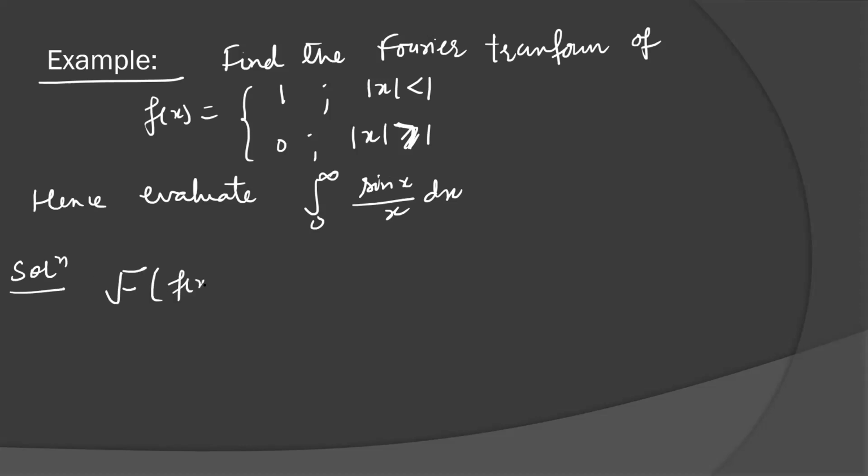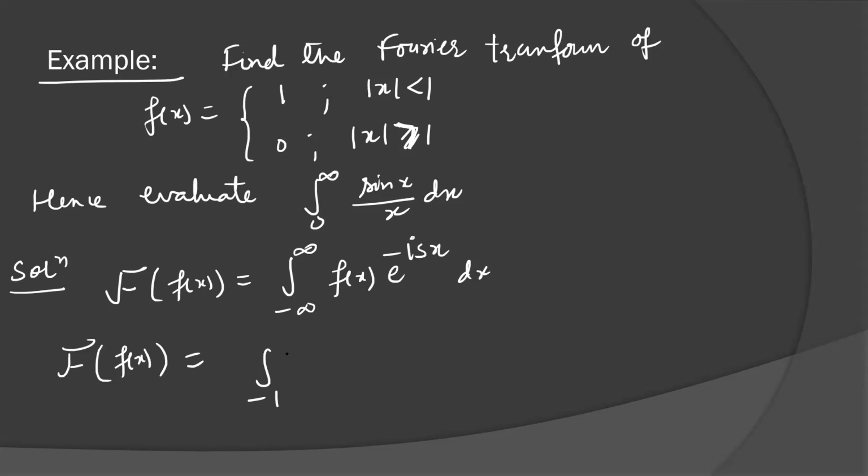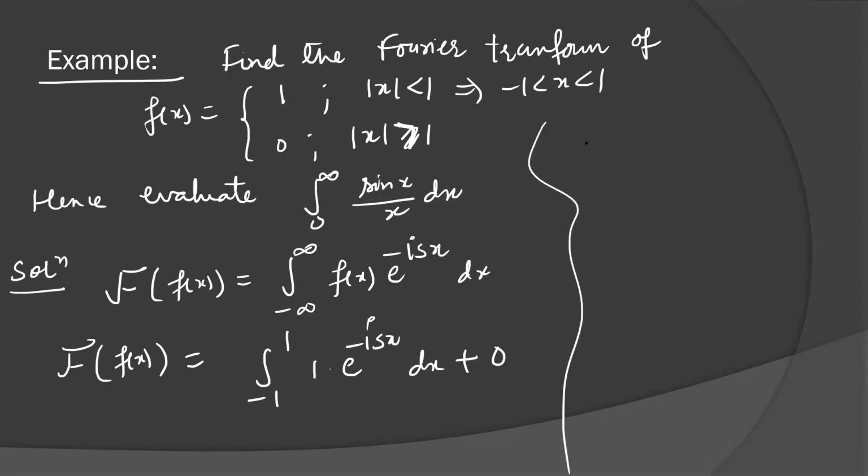Fourier transform of any function is equal to the integral from minus infinity to infinity of f(x) into e to the power minus isx dx. Or if you are using f(t), then f(t) e to the power minus i omega t. I replace omega by s and t by x. Some people write plus isx, so don't be confused. The function is between minus 1 to 1, where it is 1 only, and the rest is 0, so I'm not writing that term.